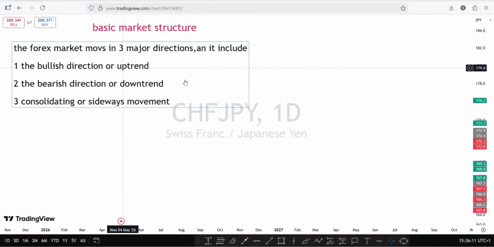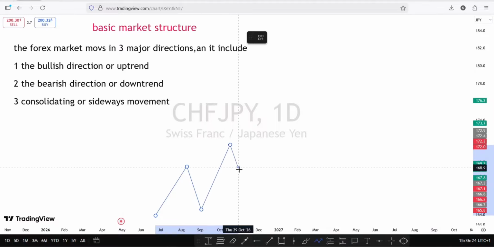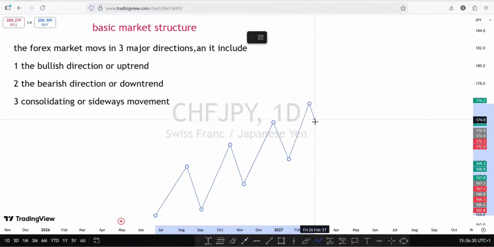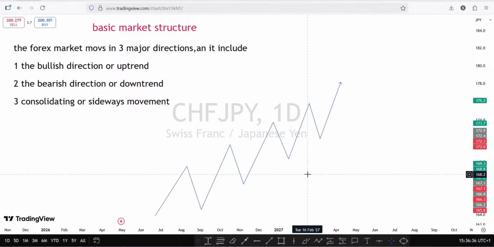Now, let's pick the first one, bullish or an uptrend direction. For a typical bullish direction or structure, we want to see the market continuously breaking structures to the upside just like this, or moving up continuously. This is a typical example of an upward movement or a bullish market.